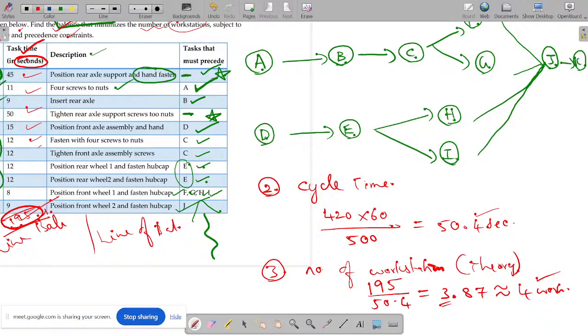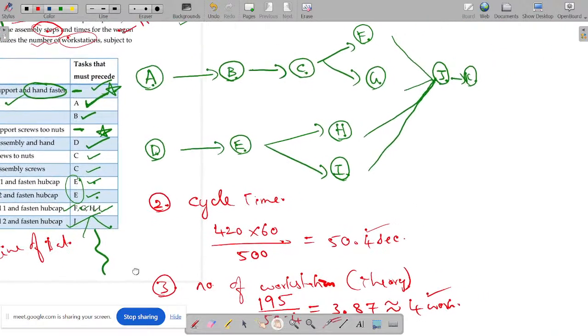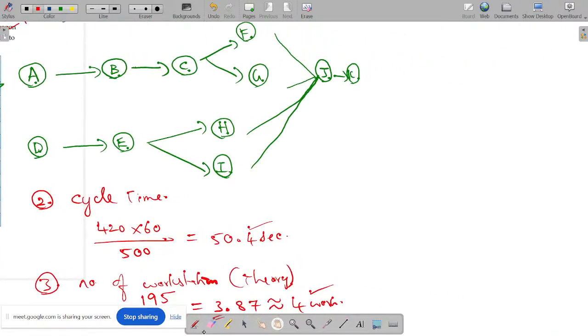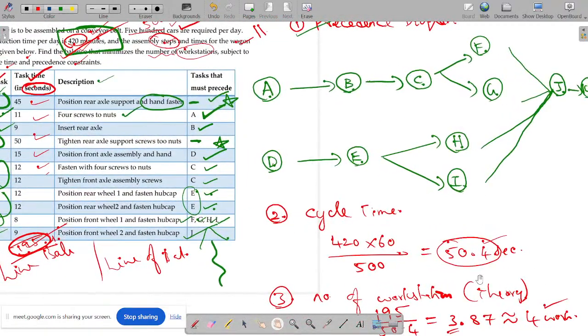So I have to define workstation 1, workstation 2, 3 and 4. So I have to now check which job has to be in workstation 1. Okay. To check this, I need to take the help of this 50.4 seconds. What's the time needed for job 1? Let me put the details over here. 45 seconds. Let me write it over here. So this is 45 seconds. For B, it is 11. C, it is 9. D is 50. E, 15. F and G, 12, 12. H and I also 12. This is 8 and this is 9. Okay.